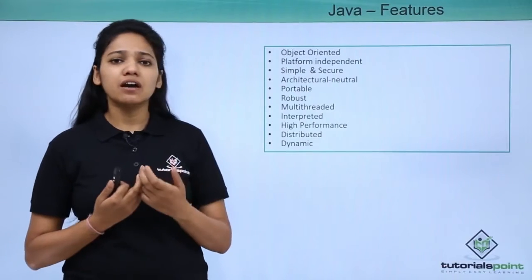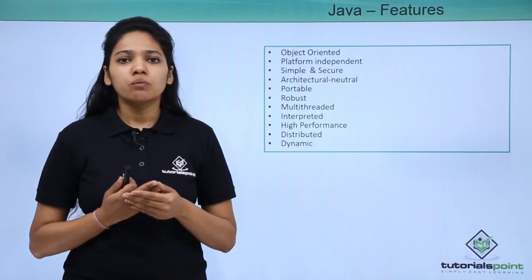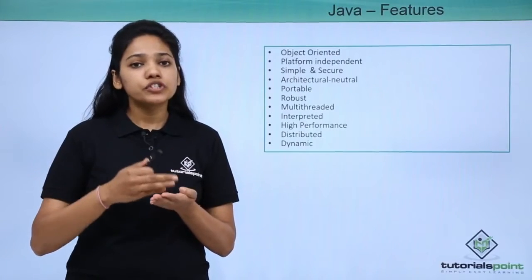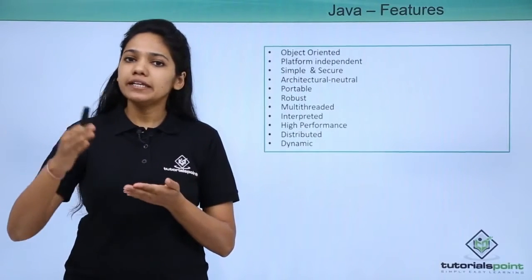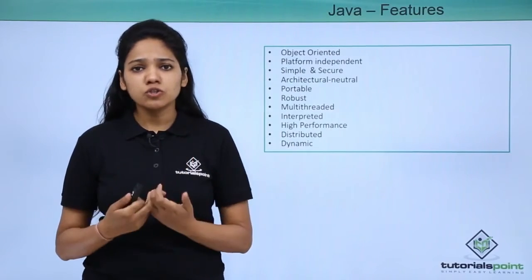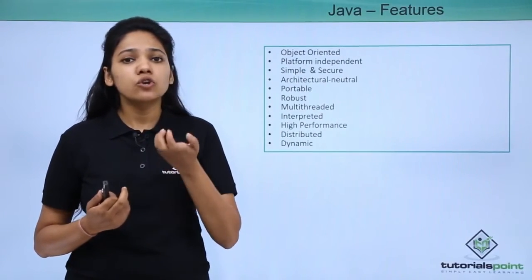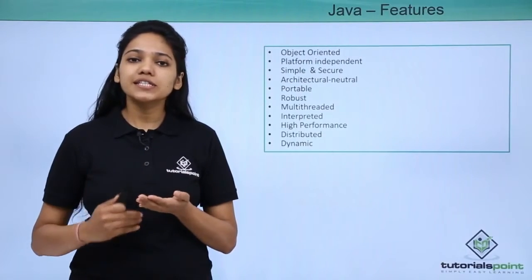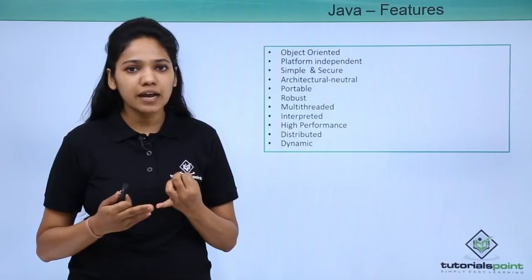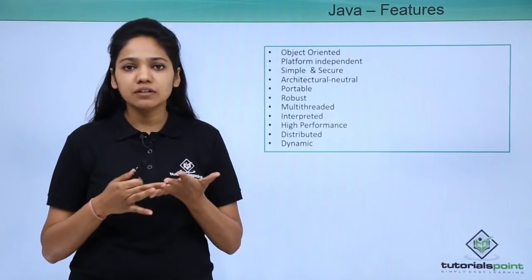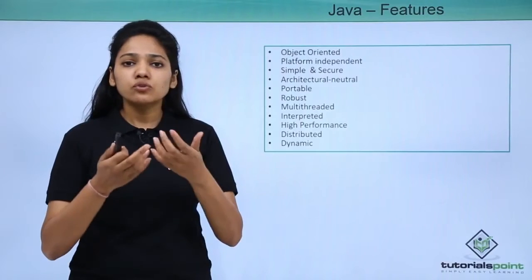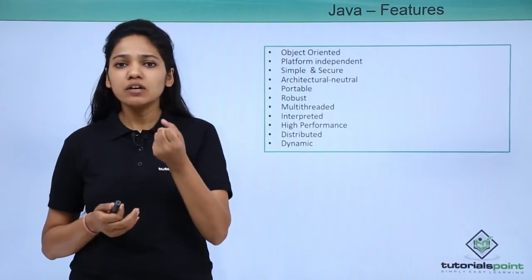The next feature is that Java is portable. What do you mean by portable? Because Java has a bytecode which can be carried to any other platform, it becomes portable. Java is also strong, that is nothing but Java is robust. What are the features that make Java robust? You have exception handling, you have the garbage collector, and the concept of pointers which was difficult has been removed. So, these features make Java strong.